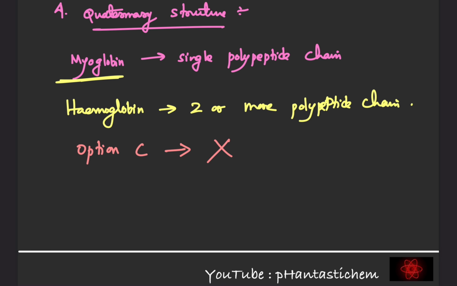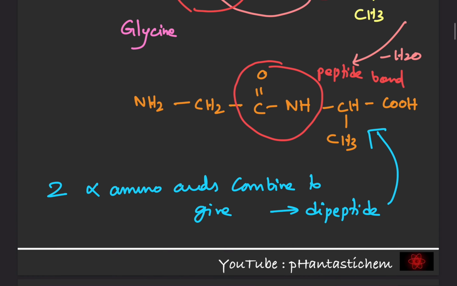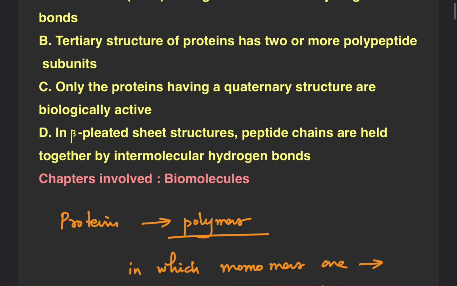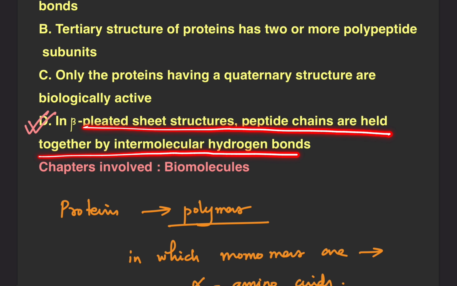Okay, so therefore the correct answer is option D. Okay, in beta pleated sheet structures, peptide chains are held together by intermolecular hydrogen bonds.